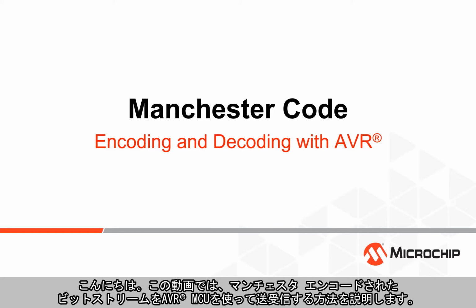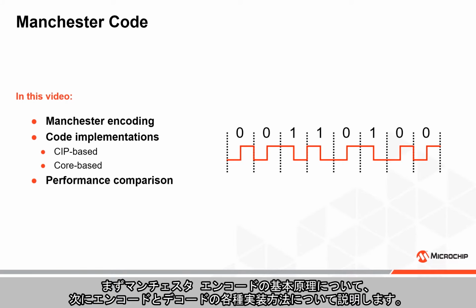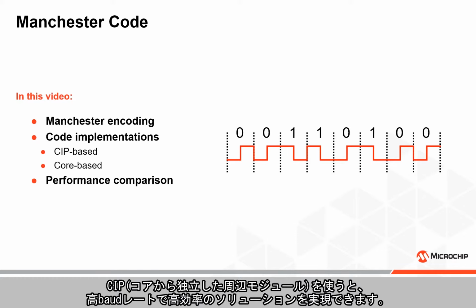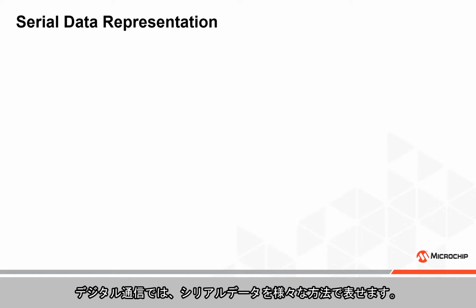Hi, in this video we will examine how we can send and receive Manchester encoded bit streams using AVR microcontrollers. The fundamental principles of Manchester encoding will be covered first, before we move on to discuss different ways to implement encoding and decoding. We will see that the core-independent peripherals allow us to make efficient solutions with very high baud rates.